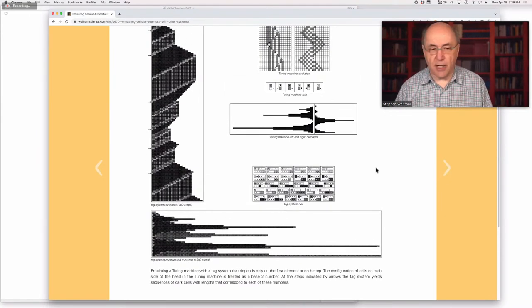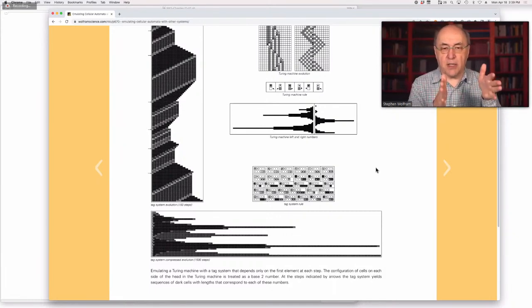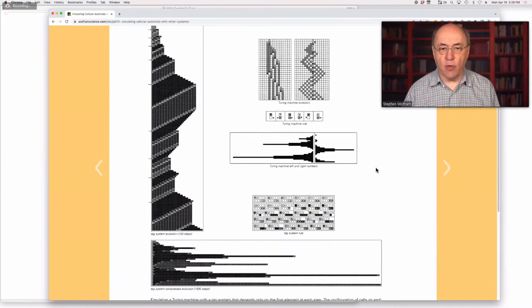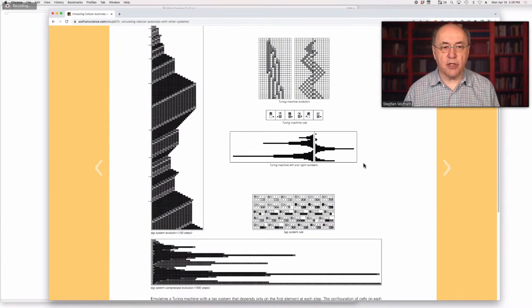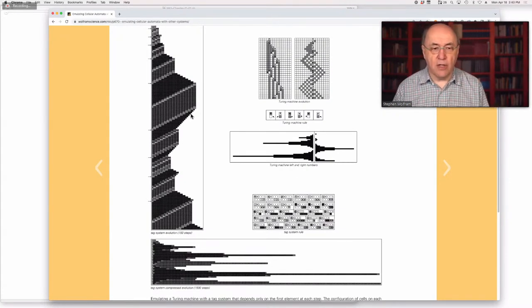This is a fancier emulation. This is emulating a Turing machine with a tag system. With a tag system, it depends only on the first element at each step. So in the previous pictures where we showed a tag system emulating a cellular automaton, we were having a tag system where it looks at multiple elements in the strings at each step. This is a one symbol deletion tag system. And this is something where we're emulating a Turing machine with that. And so there's the tag system operating here.